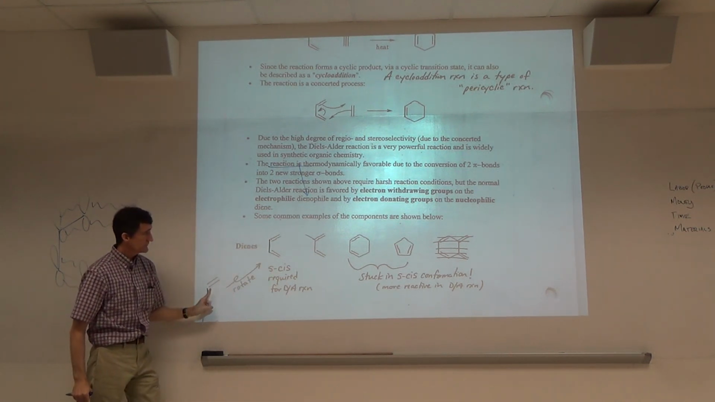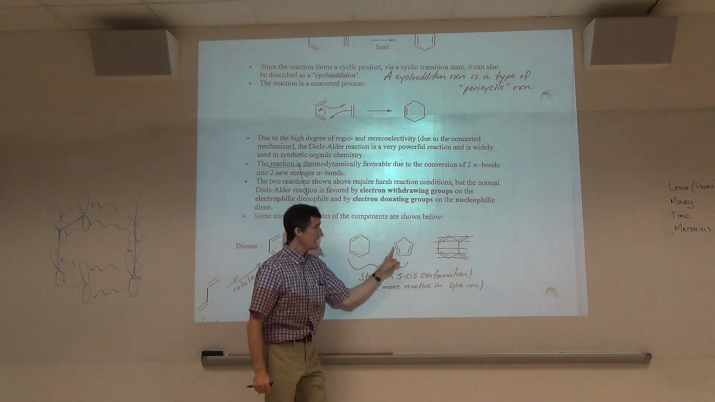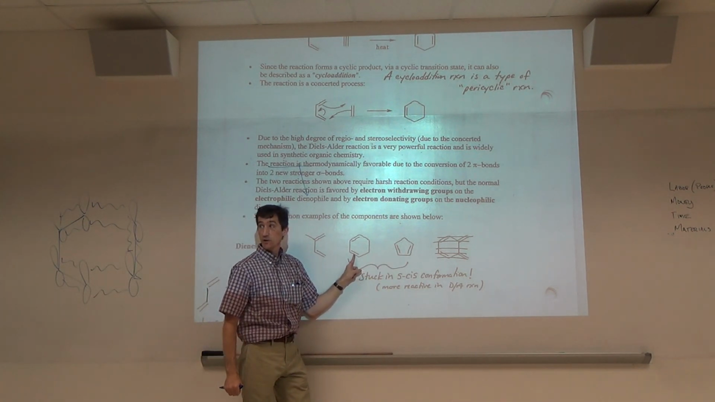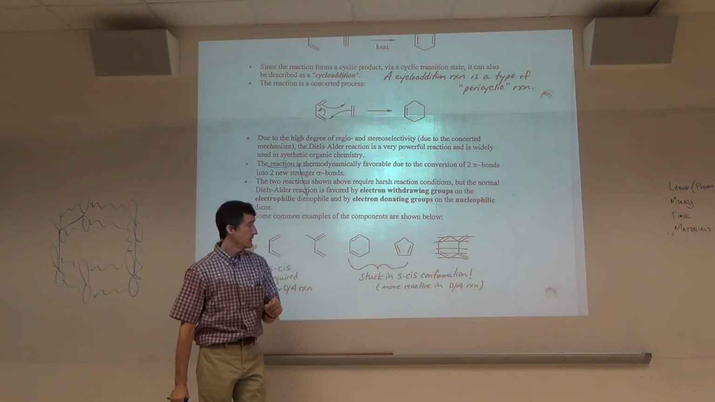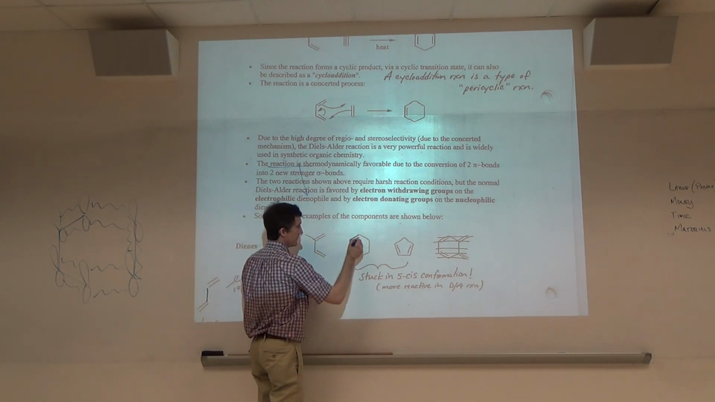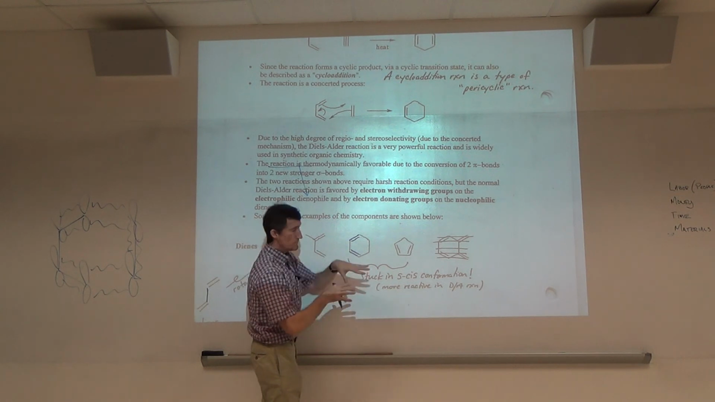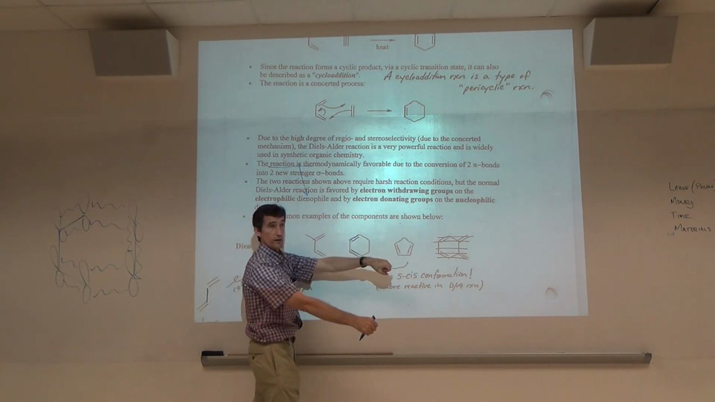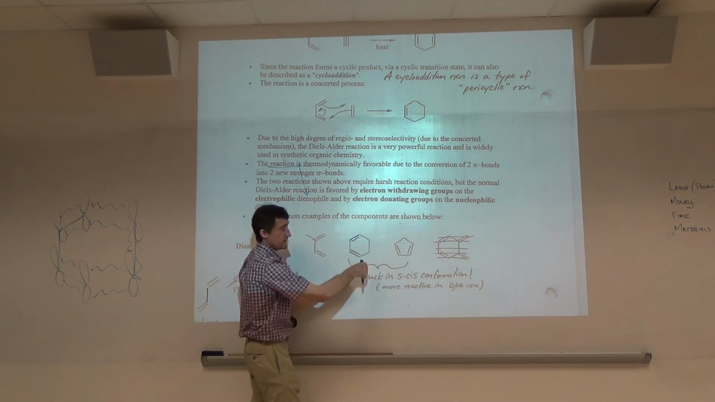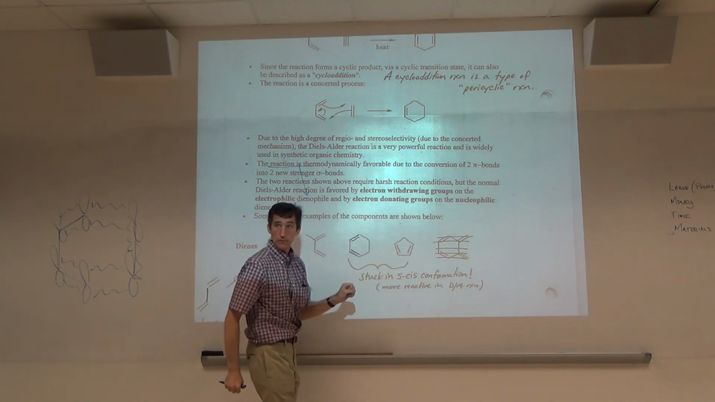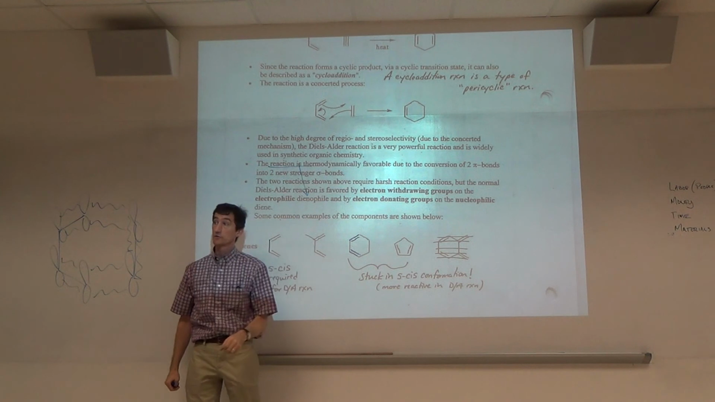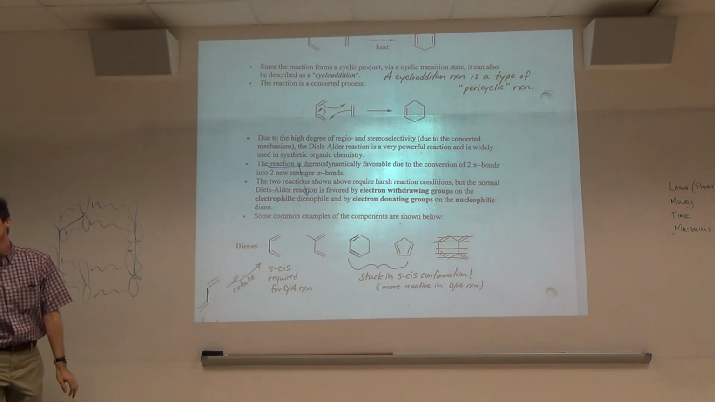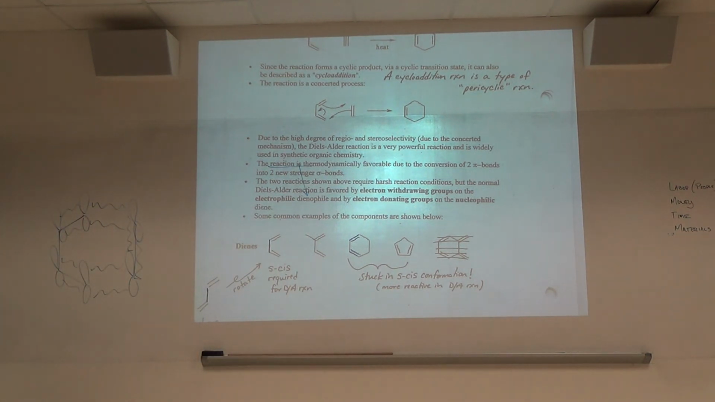So this would have to rotate. These guys actually react fast in Diels-Alder because they're stuck in the S-cis form. See how your double bond is both sides of that single bond? And because they're in the ring, they can't rotate away. These guys actually react very fast in Diels-Alder. They're always ready to go.